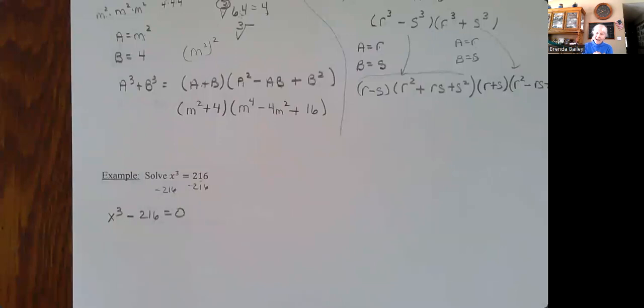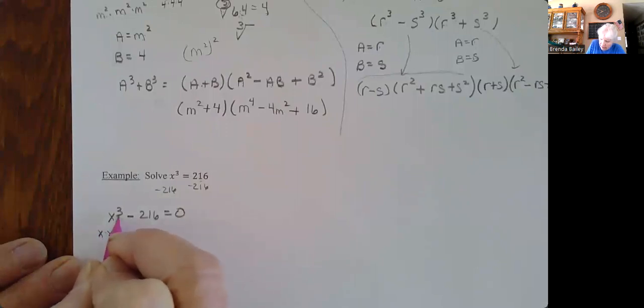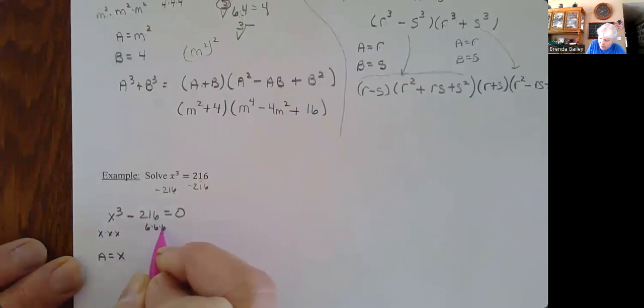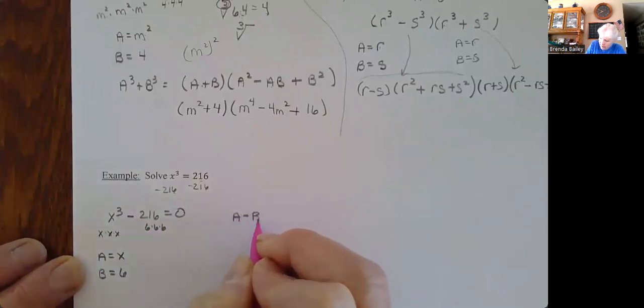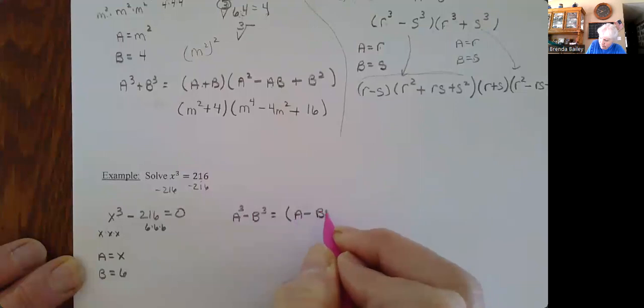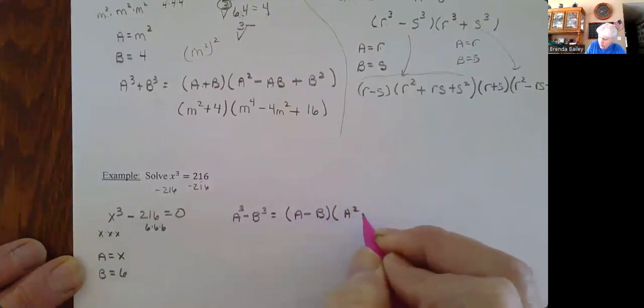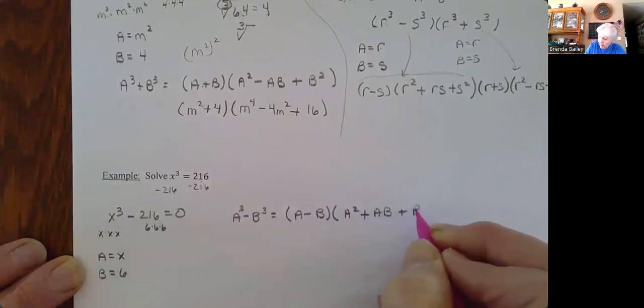All right. Now, I guess maybe the hard part is recognizing that it's a difference of 2 cubes, which it is. So x times x times x gives you that. So A is x. 6 times 6 times 6 gives you that. So our B is a 6. Let's follow our formula, a difference of 2 cubes. We go A minus B, then we square the A. You've already got your negative, so then we multiply the A and the B, and then we square the B.